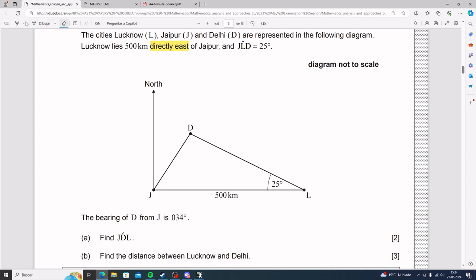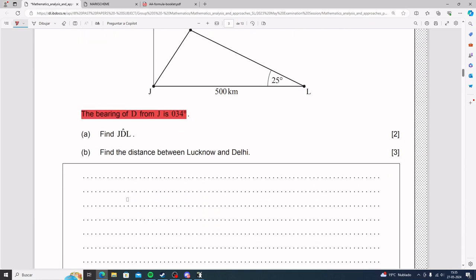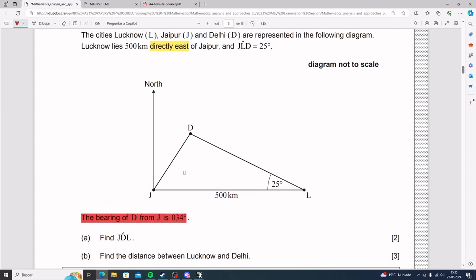They also tell us, and this is interesting because it does not show up in our diagram, so always double check for this kind of stuff, that the bearing of D from J is 34 degrees. Now, before we jump into part A and part B, let's first understand what the bearing even means. The bearing, ladies and gentlemen, will always be thought of from north.